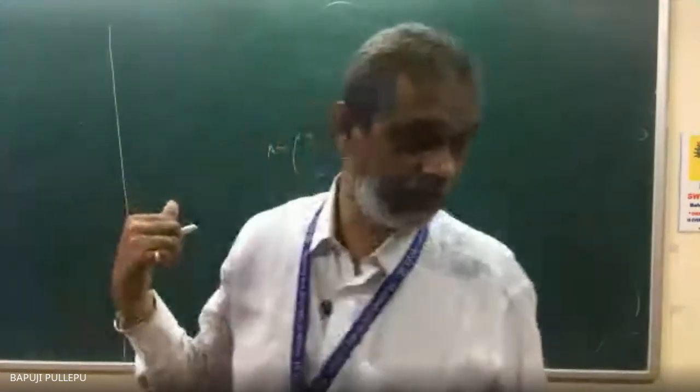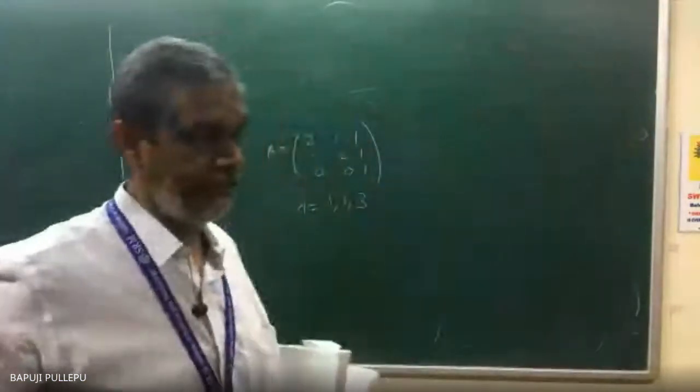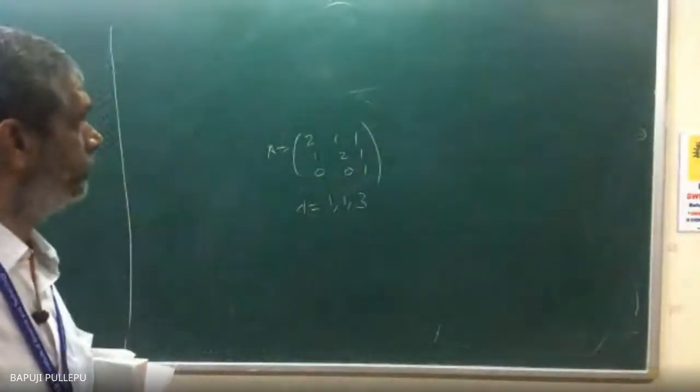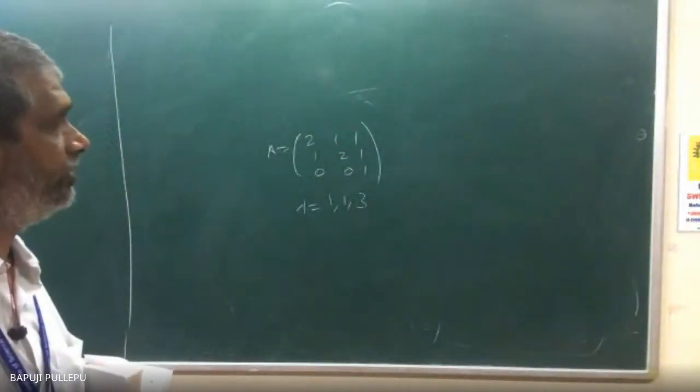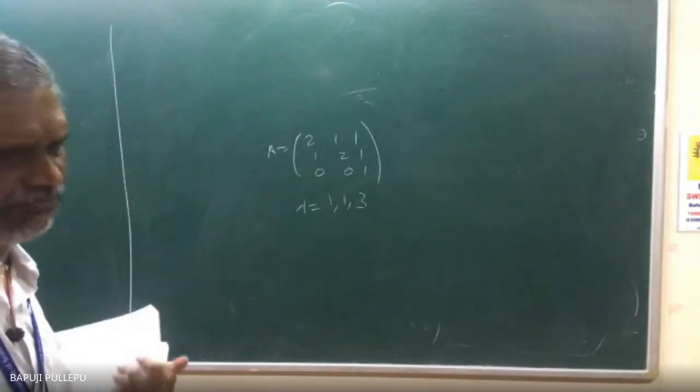Copy it, try attempting it at home. Just try. Okay. The matrix is 2, 1, 1; 1, 2, 1; 0, 0, 1. Lambda is 1, but you can do every step yourself.